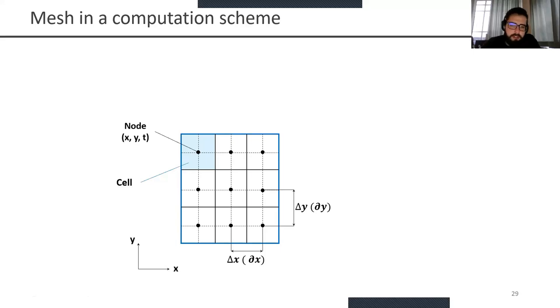If they are smaller, this delta y is getting smaller, and this delta x is getting smaller, and it's incorporated into computation. So how the mesh is constructed is also related to the computation itself. It's not something separate. For some kinds of processes or conditions, the mesh needs to be finer, and for others, the mesh can be just coarse, which allows for very quick computation purposes.